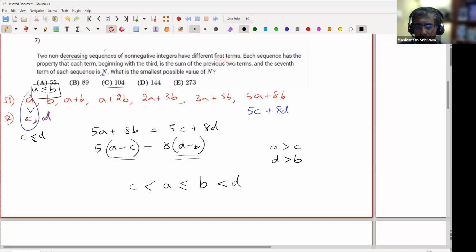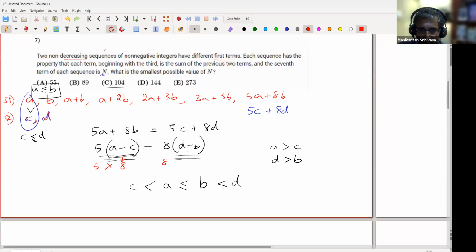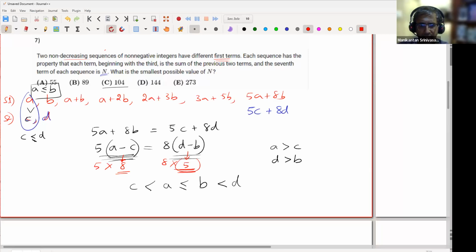Now if this product has to match this product, 5 and 8 do not have any common factors, and we know A minus C cannot be 0 because A is different from C. So the first possibility that we want to try is this quantity being 8 and D minus B being 5. So 8 times 5 will match 5 times 8. We can start with this. So this gap has to be 5, and this gap has to be 8.